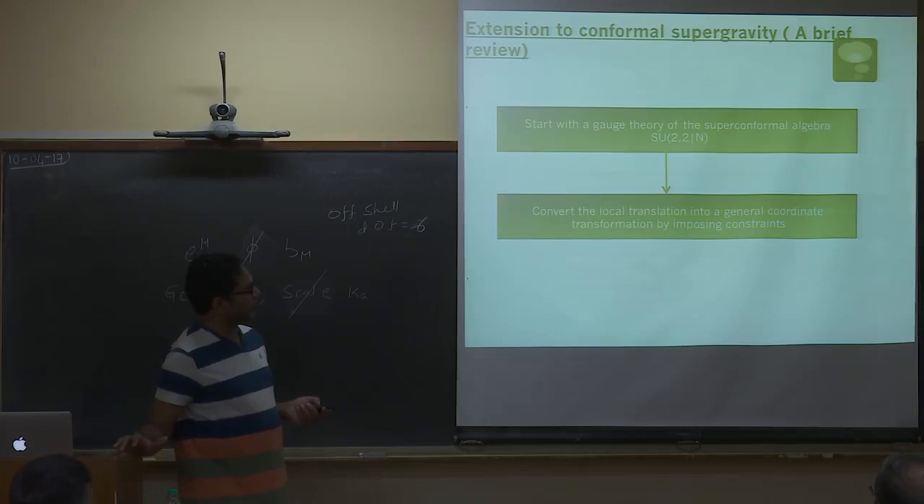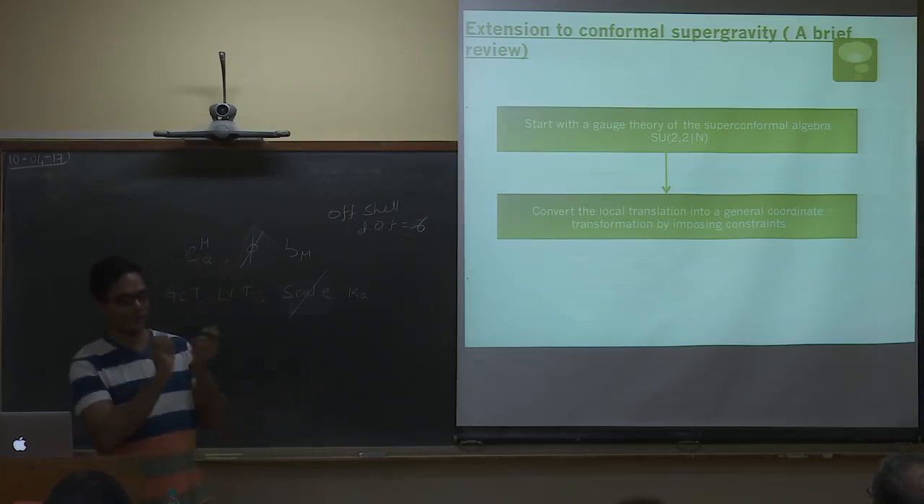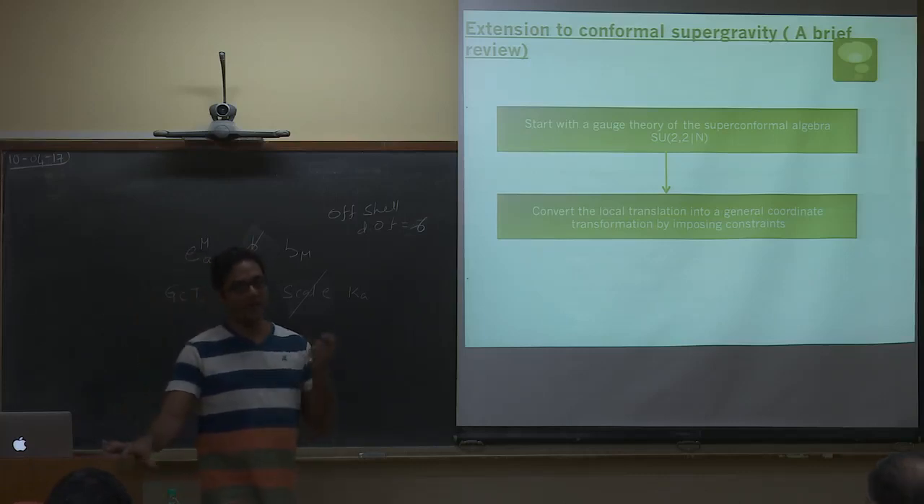But once you do that, you will realize that the total number of off-shell degrees of freedom of the gauge fields, fermionic and bosonic, don't match. So for example, in N equal to 2, you will get 17 bosonic degrees of freedom and 16 fermionic degrees of freedom. So they are not matching.